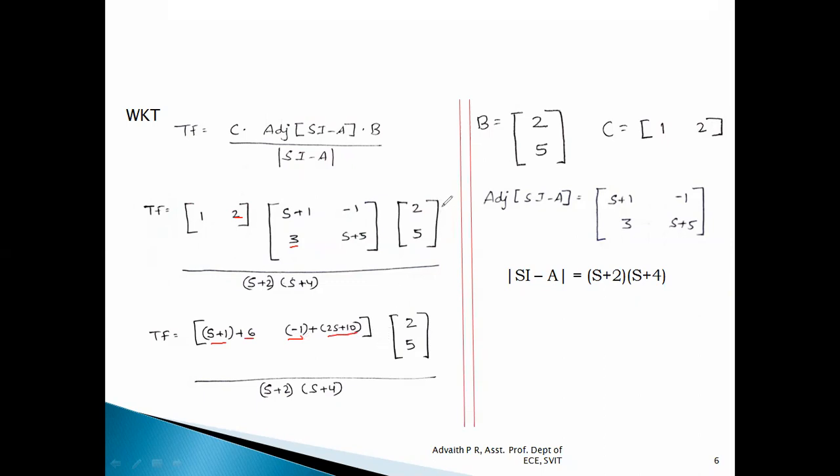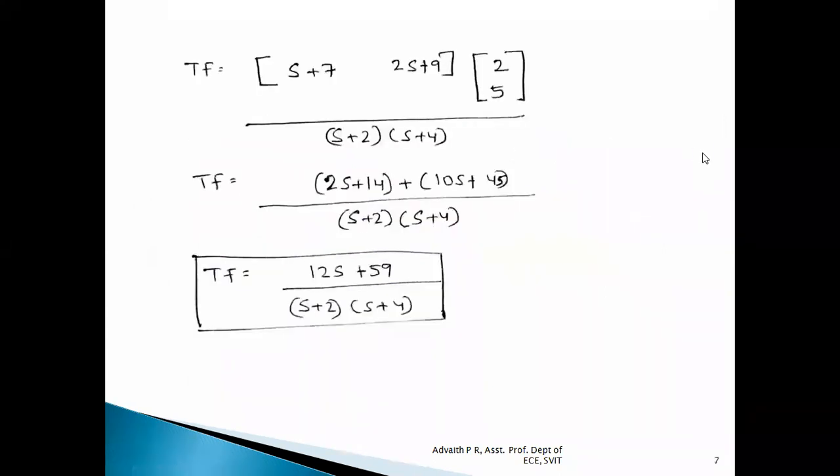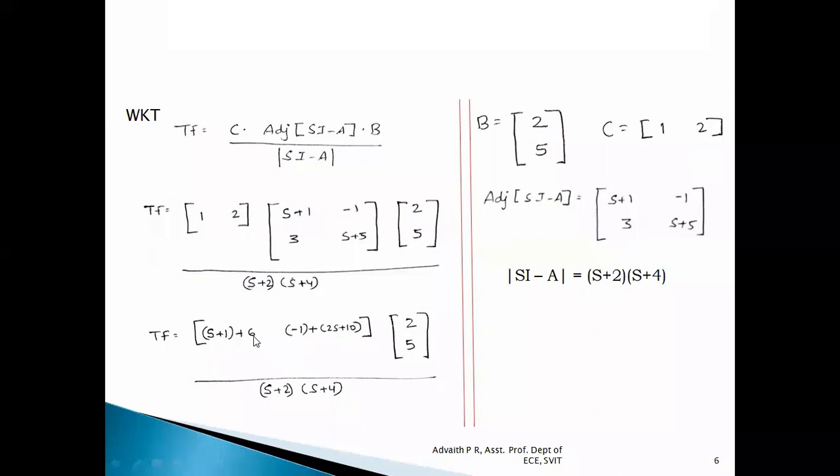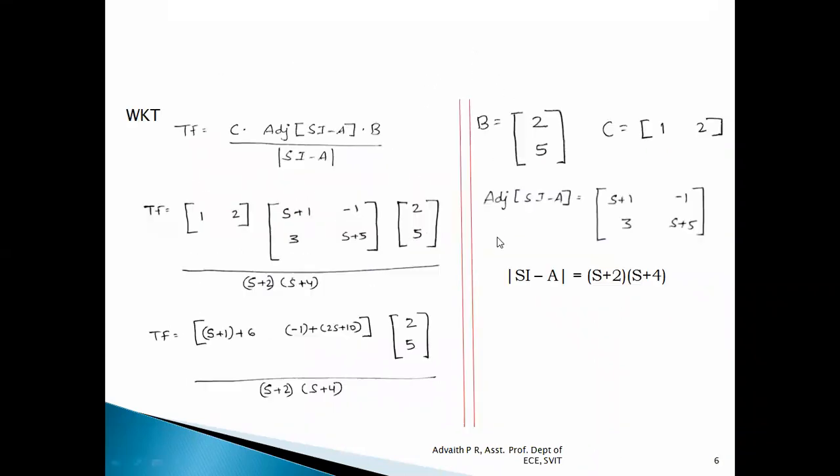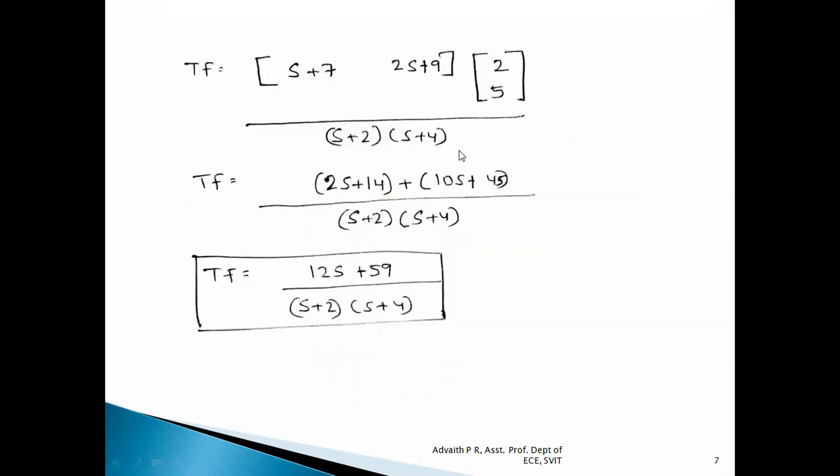Multiplied by 2 and 5, the B matrix, which I've written as it is, divided by S plus 2 into S plus 4. Next, the resultant we get here is S plus 1 plus 6, which is S plus 7, and 2S plus 10 minus 1 is 2S plus 9. So 2S plus 9 multiplied by the B matrix, divided by S plus 2 into S plus 4.